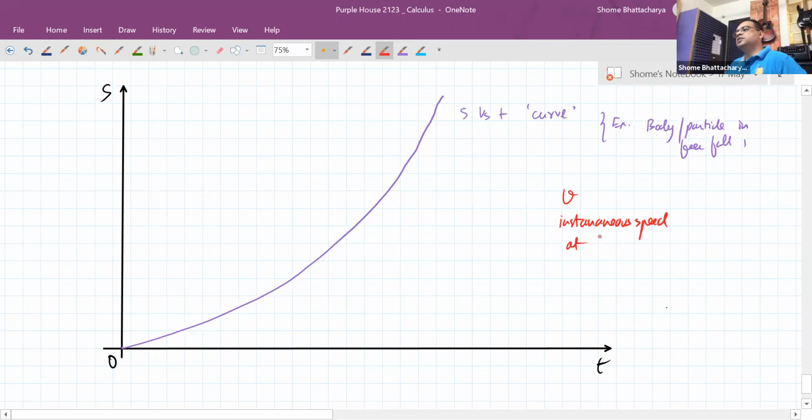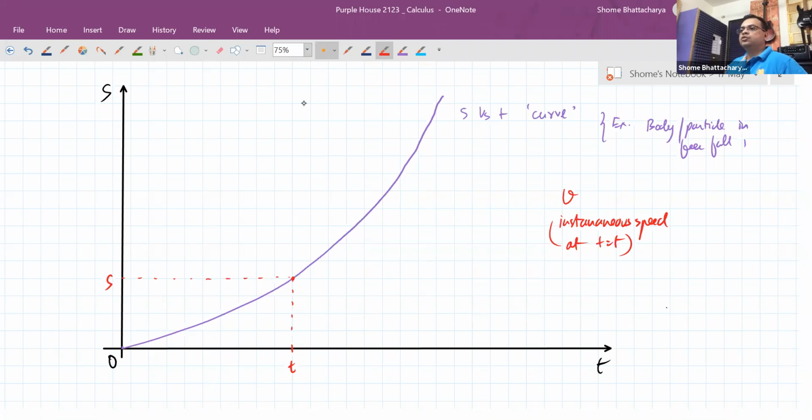Now I want to calculate instantaneous speed at some instant, let's say t equal to t itself. Let's say that particular instant of time is over here. The difference now is that I have to calculate the distance divided by time, but for a very, very short interval of time. If I want this to be very accurate, I want to make that interval so small that the second point almost merges with the first point.